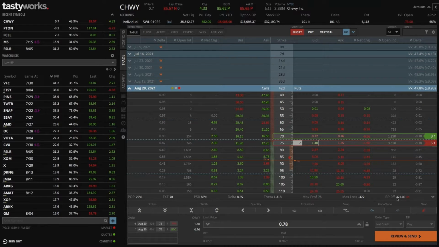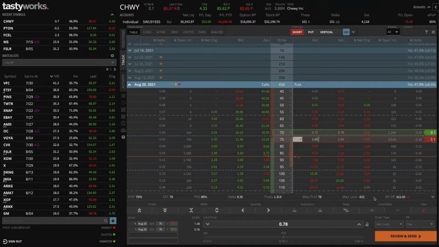And then your buying power effect is 422, and the buying power effect and the max loss are locked in because you have this spread. Your probability of profit goes down slightly. This is only 79% and 88% here. Again, because this is a less risky position because you have defined your risk. You have locked in a max loss and your buying power effect.